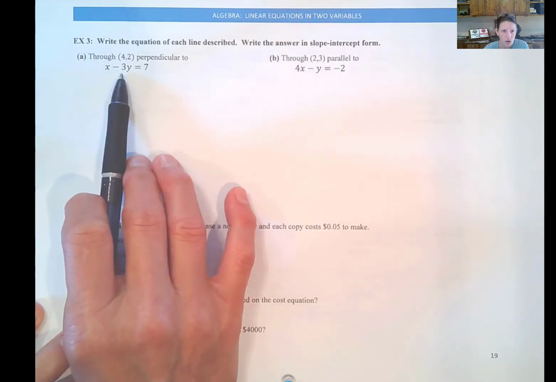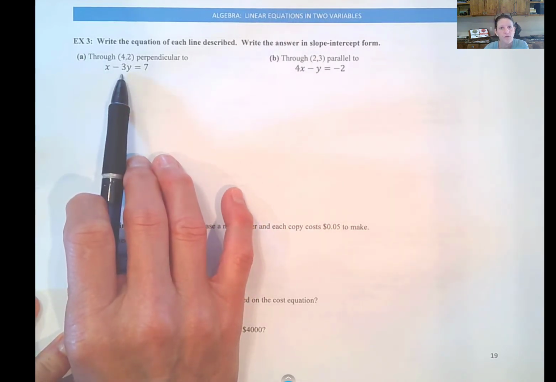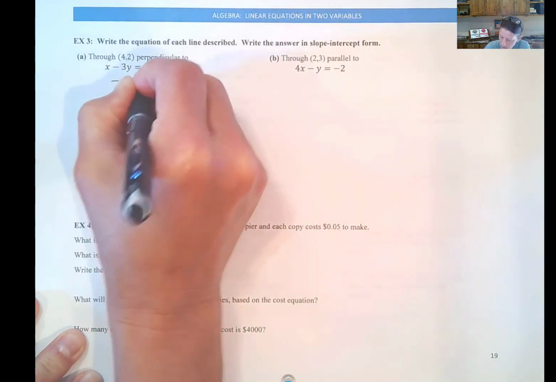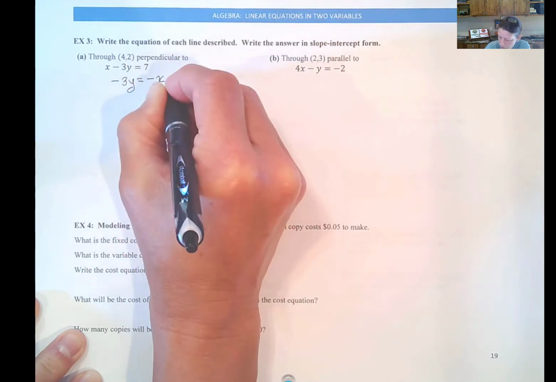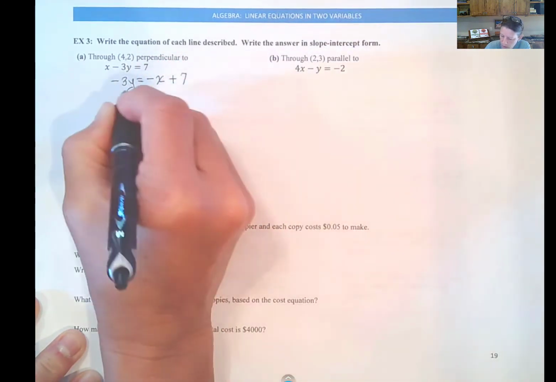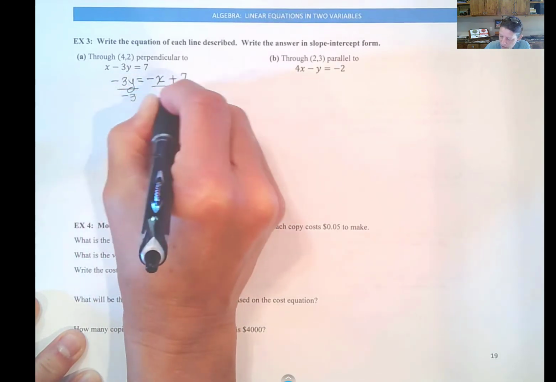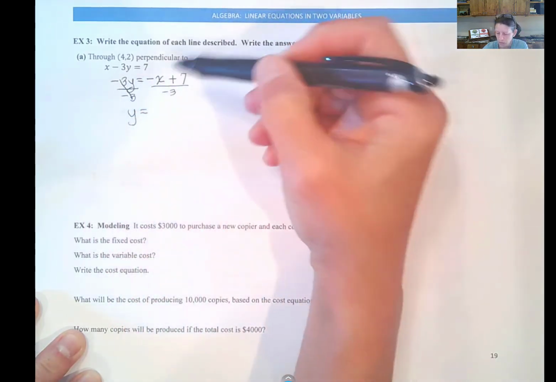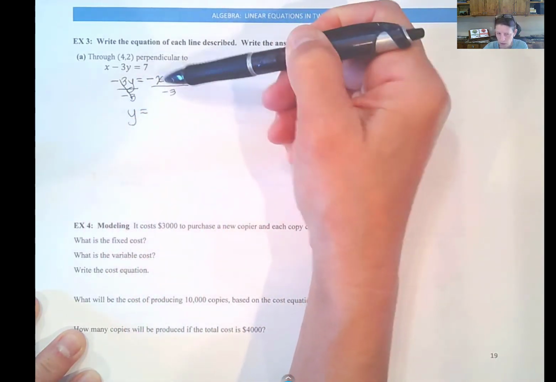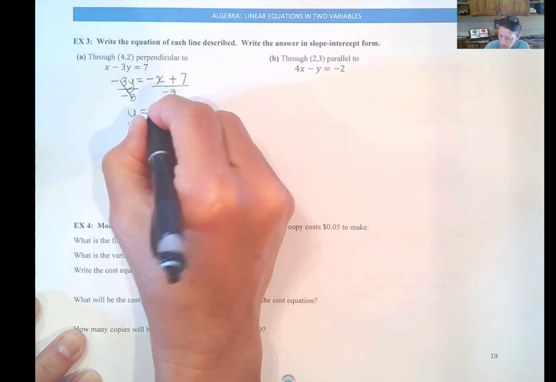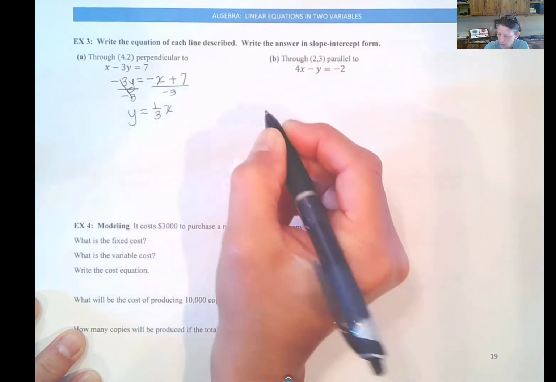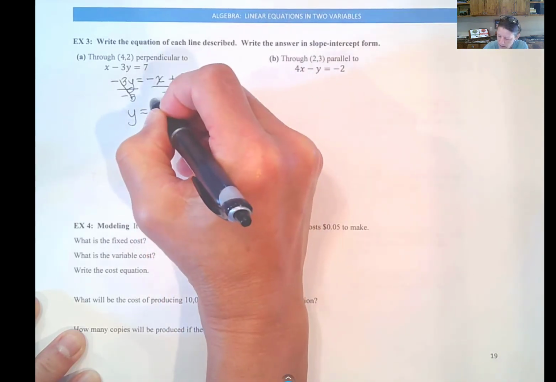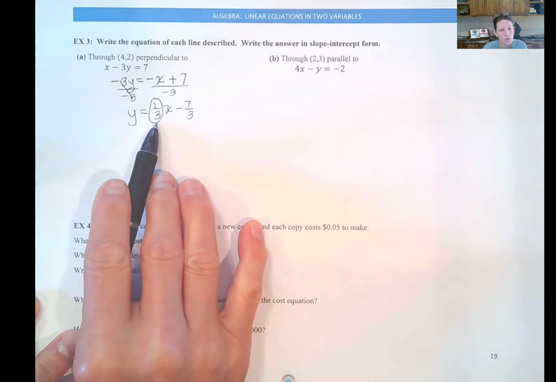So we must determine the slope of our line given. We can do that if we solve for y. So let's subtract x, essentially moving that to the other side. Divide each side by -3. That gives y is equal to, okay, our coefficient of x is -1 over -3, or positive 1/3. 1/3 x minus 7/3. So we can see that the slope of this line is 1/3.